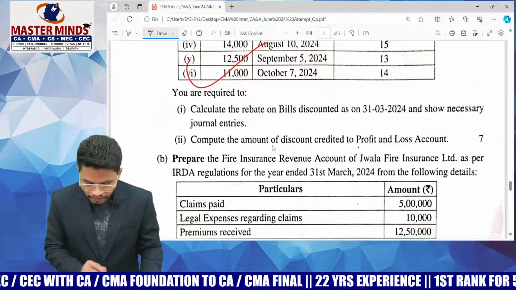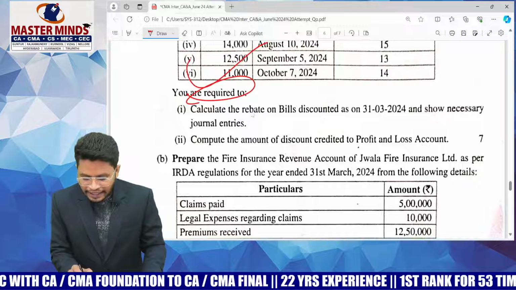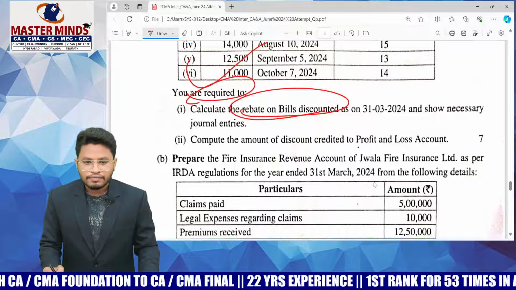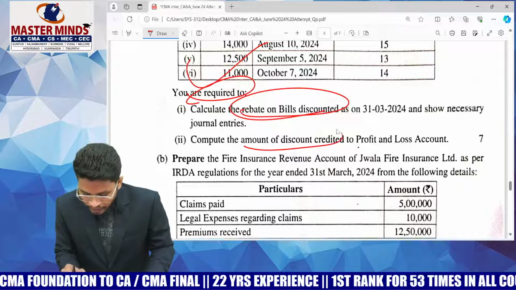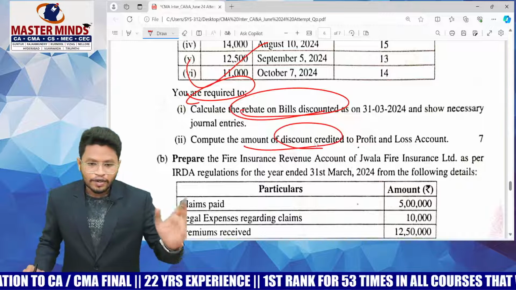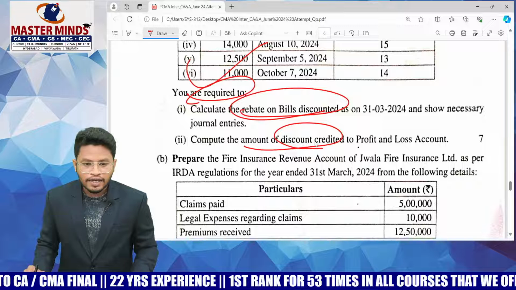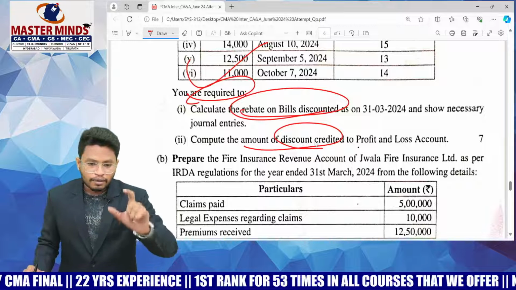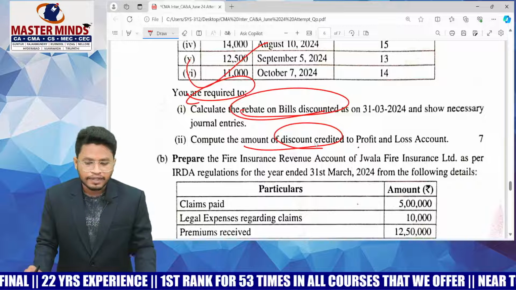And the requirement is simple. Calculate rebate on bills discounted, and also the amount of discount credited to profit and loss account. If you find out the amount that is transferred to profit and loss and the rebate on bills discounted, both things are easily calculable.